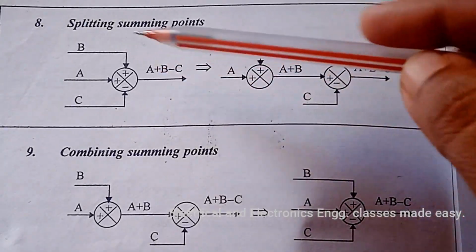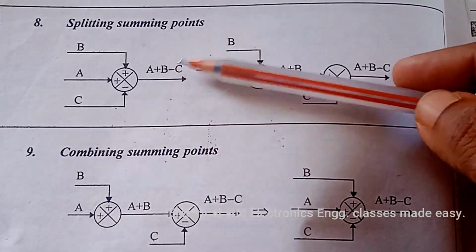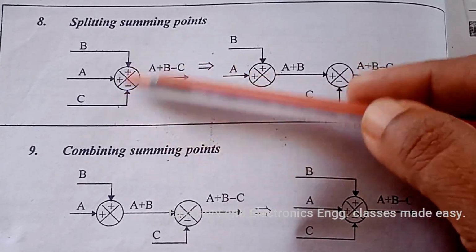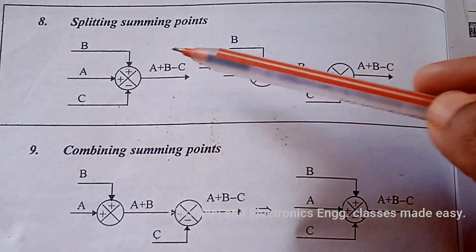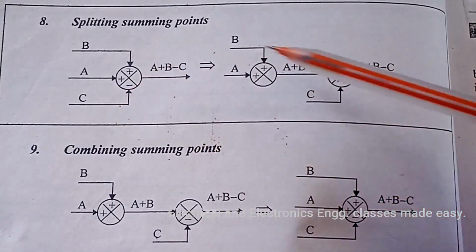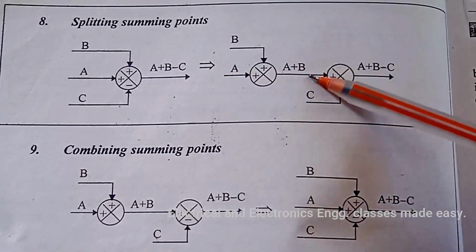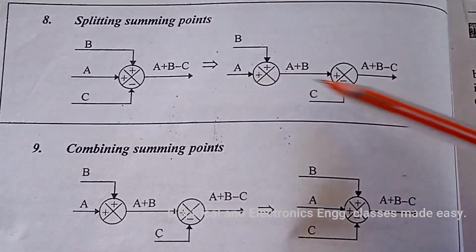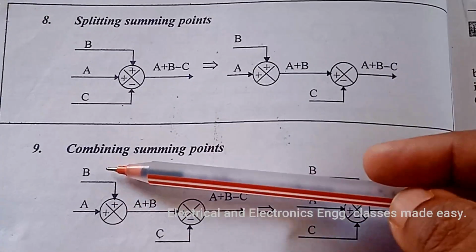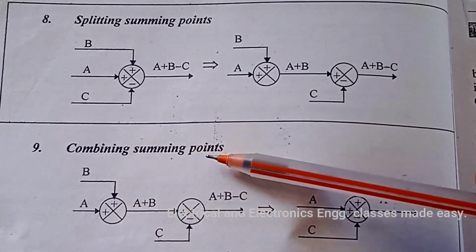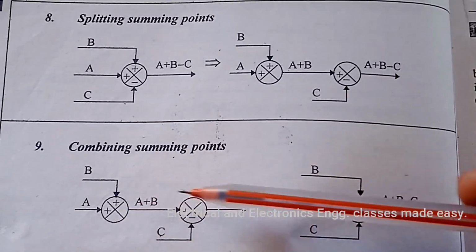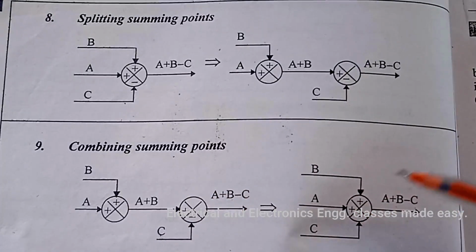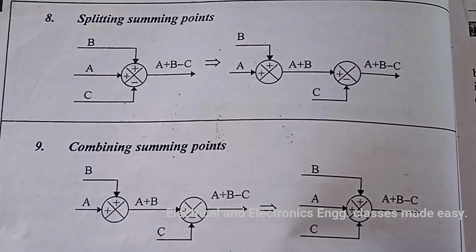Next is splitting summing points. Suppose there is a summing point with two or more signals, then if we want to split this summing point into two, we can just split into two like this. Next is combining summing points. So we can combine two summing points to a single summing point like this.